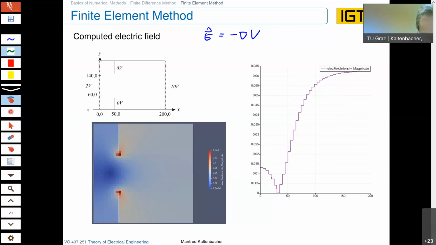And that is also because now if you look, and again evaluate it along this line here, here is the electric field over the position. That was a distance of 200 meters. And you see these staircase lines we have here.